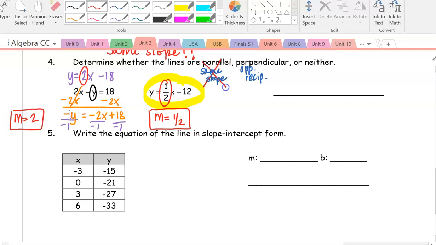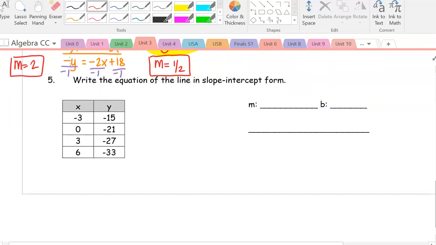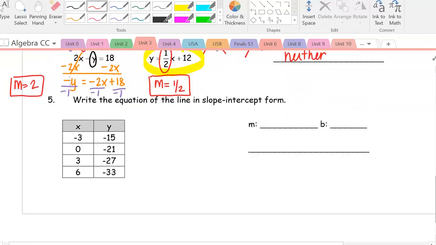They are definitely not the same, but they are also not opposite reciprocals. They are just reciprocals, but in order to be perpendicular, one of these has to be a negative. So one positive, one negative. These are the same sign, so this would be neither. This means the lines are intersecting, but they're not intersecting to form a right angle. All right, last one.